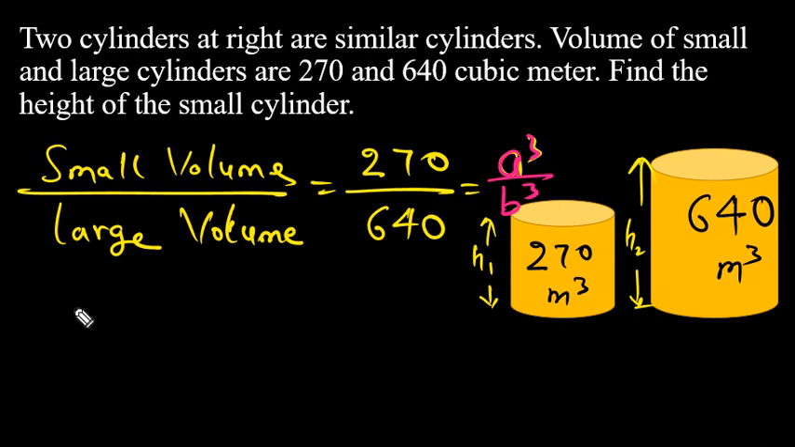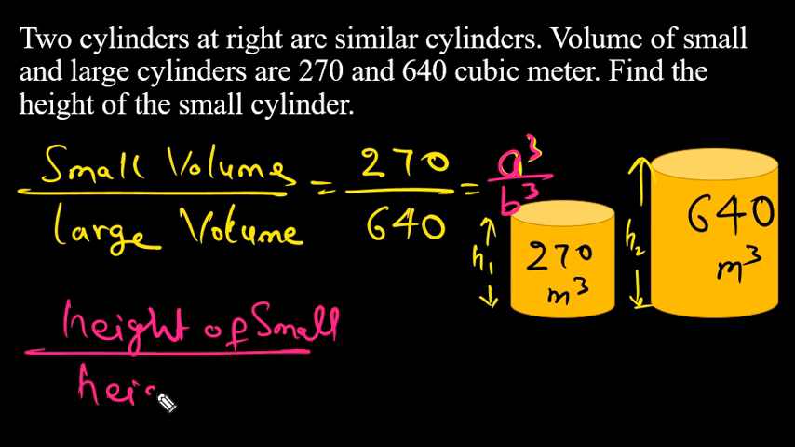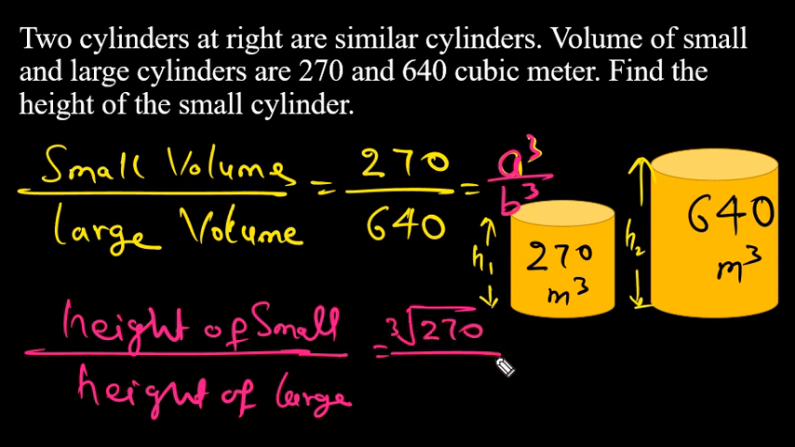Good. Now you need to find the height. So height of small over height of large cylinder. This is the ratio. Now this will be, I told you, third root of 270 and third root of 640. So third root of 270, one second, that will give you 3 and that will give you 4, right? Okay. Now this is how you will find the ratios.